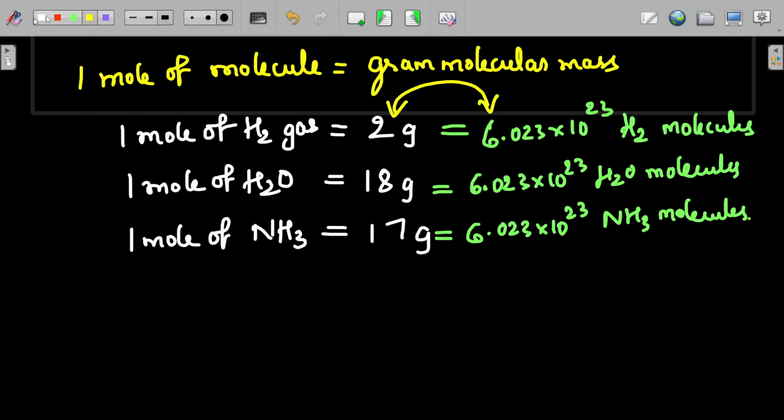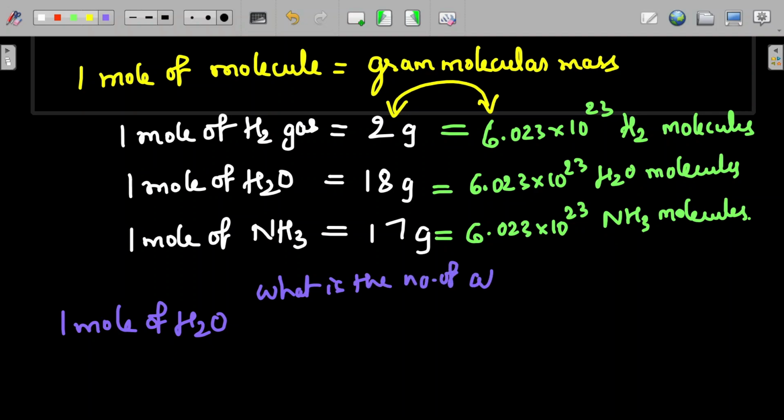If they say number of atoms in H2O molecule, that I will come to. How are we going to see it? Now see how they will change the question. They will take 1 mole of water and they will ask you what is the number of atoms, not the molecules. Now you know water is a molecule, but they are asking you what is the number of atoms in 1 mole of water. Don't get confused. Very simple.